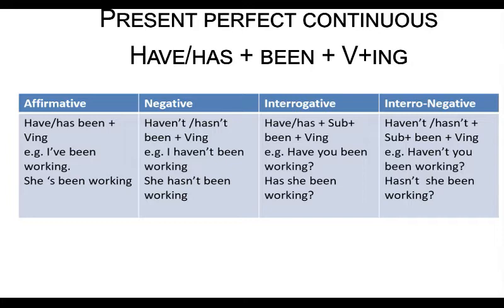For questions, you're going to use have or has plus subject plus been plus verb ing. For example, have you been working? Has she been working? Interrogative negative sentences are going to use the following formula: haven't or hasn't plus subject plus been plus verb ing. For example, haven't you been working? Hasn't she been working?